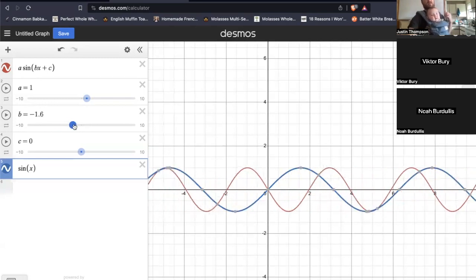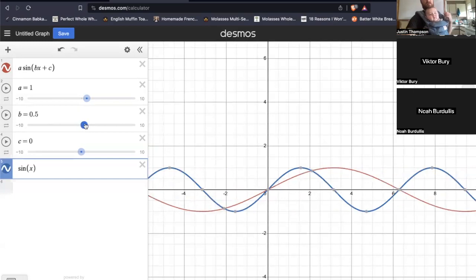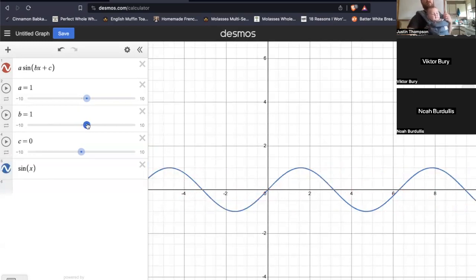Okay, so let's get back to just regular old sine. Regular old sine. There we go. Now let's get rid of blue sine. Now we just have red sine. Okay, so now let's think about what's going to happen when I play with C. What we're going to have is just plain sine, because A is 1, B is also 1, so we just have sine x plus C.